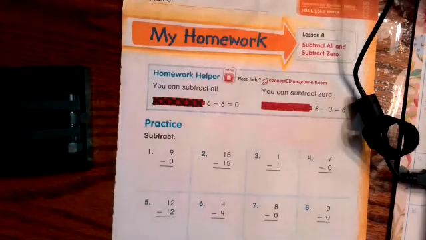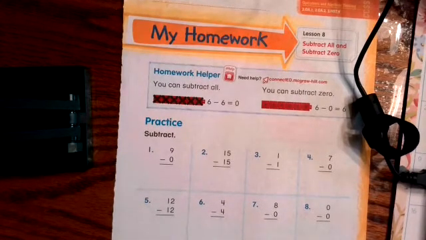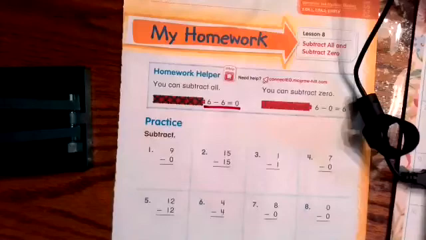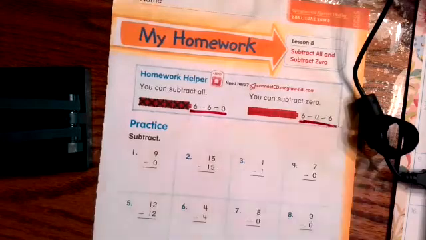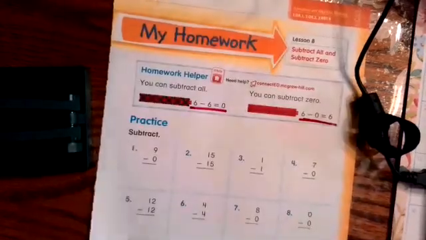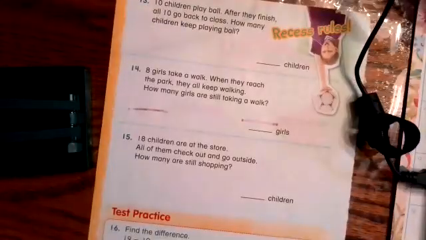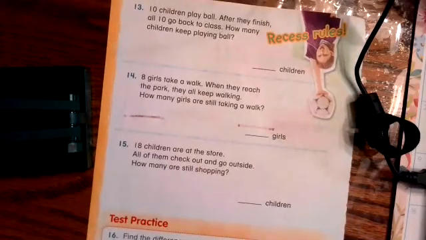And on Thursday, you will look at page 59, which is some more practice. And it's reminding you that if you subtract all, you always get 0, right? And if you subtract 0, you don't give away any, you're always going to get the number itself, right? But you'll do some more practice on Thursday with page 59 and on the back on page 60.